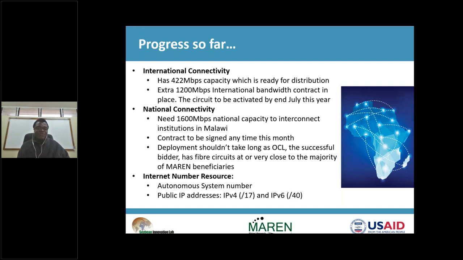You may be wondering why this is good news for us. You may notice that currently the 37 institutions are using only about 455 megabits per second as a total. So moving on from 455 to 1,600 for us is a big improvement. I think we improve more and more from that.